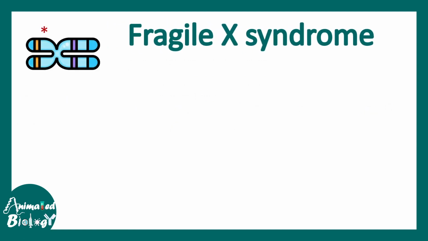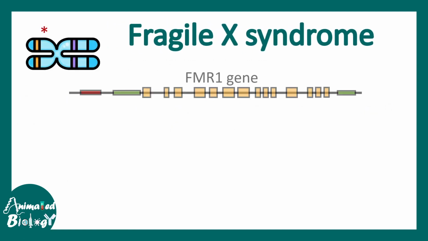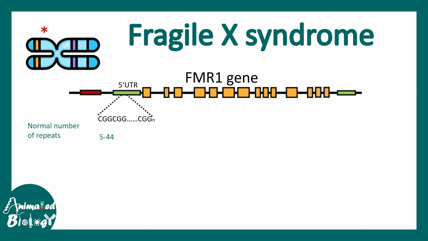Now let's try to understand the molecular basis in a bit more detail. In the X chromosome, there is the FMR1 gene. In the 5' UTR of the FMR1 gene, that means the untranslated region of the gene, there are multiple CGG repeats. Normally, there are about 5 to 44 CGG repeats. That's okay, and this is important for the function of the gene. This is how normally this gene is regulated.